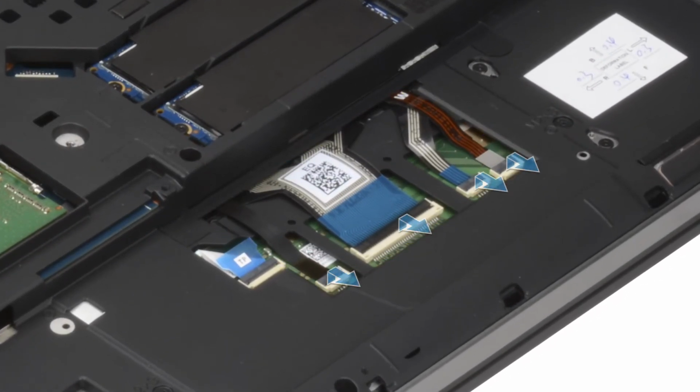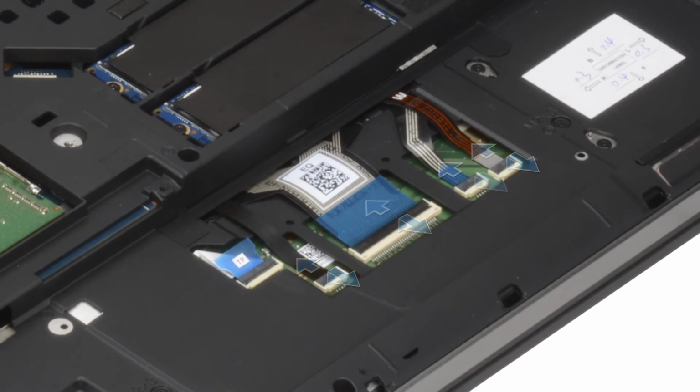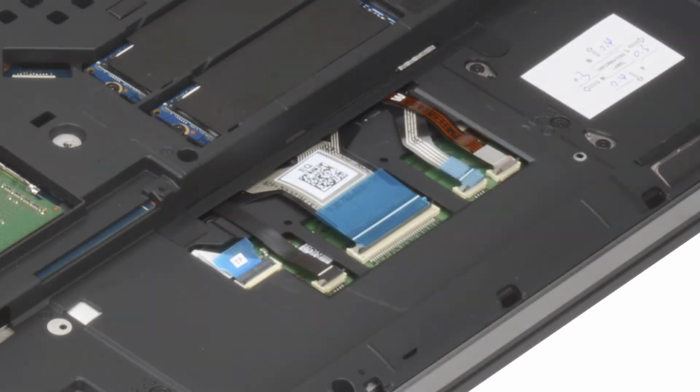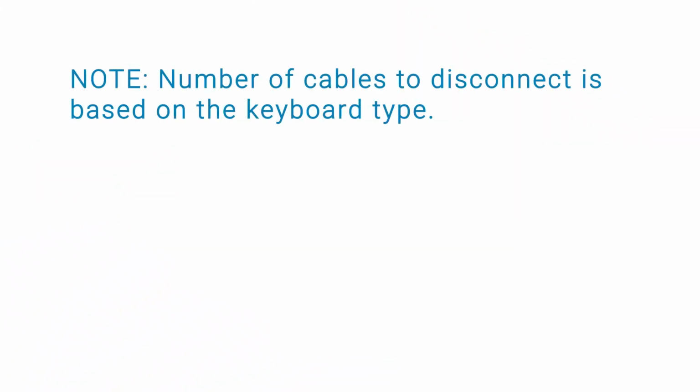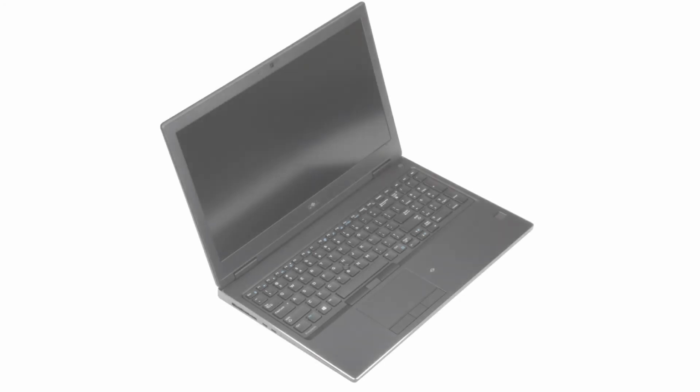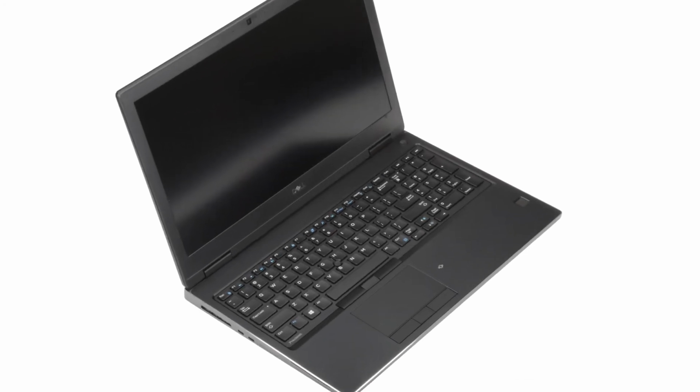To begin with, lift the latch and disconnect the keyboard cable, fingerprint cable, and the fingerprint button cable from the connectors on the system board. Note: the number of cables to disconnect is based on the keyboard type. Turn over and open the system at a 90-degree angle.